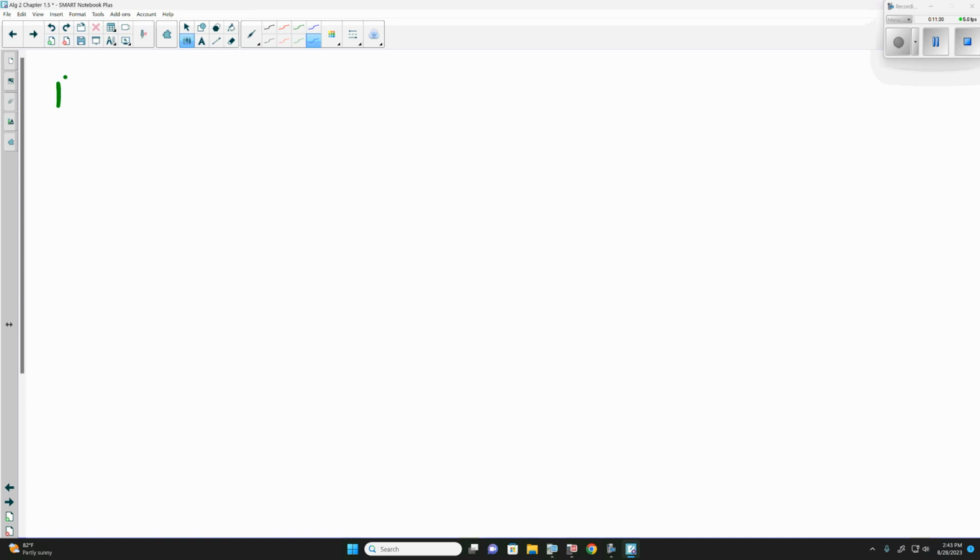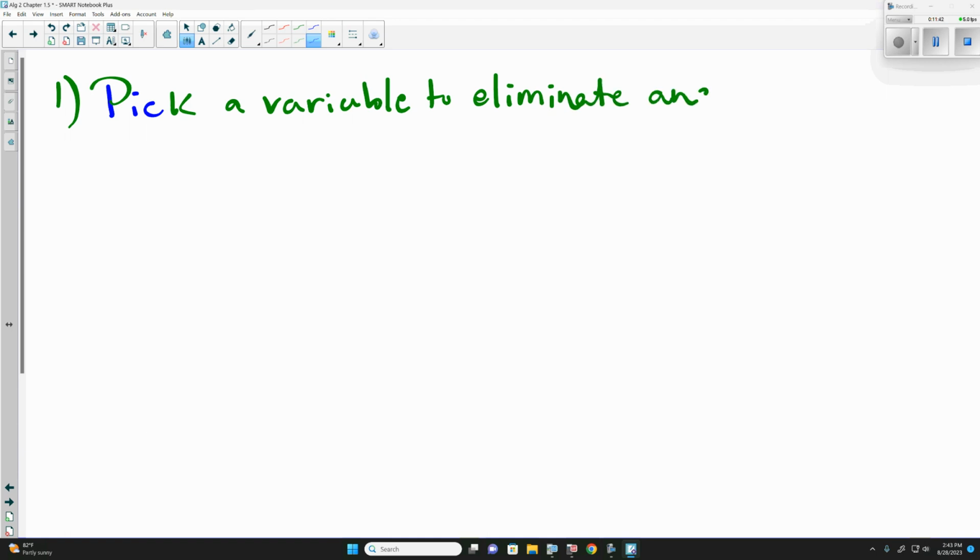Because the first thing I do with this here is I pick a variable to eliminate and an eliminator equation. We'll go more in depth and explain this here in a second.